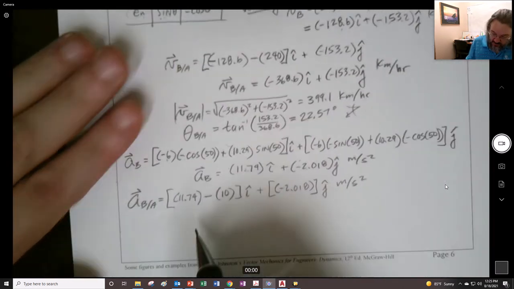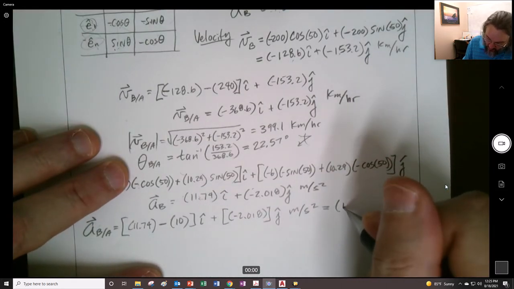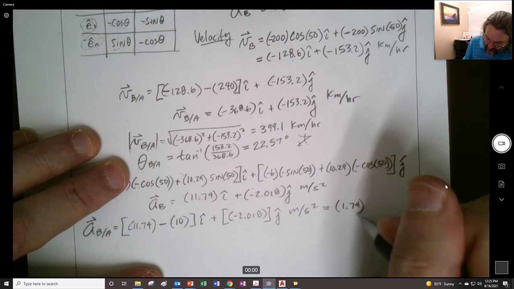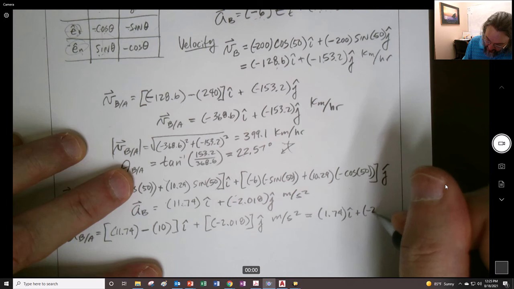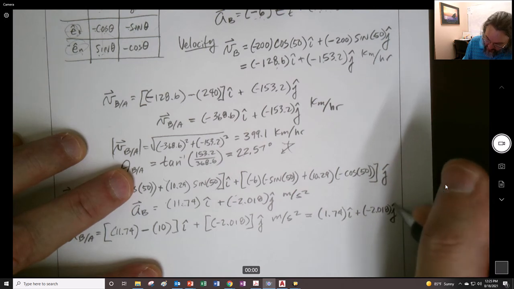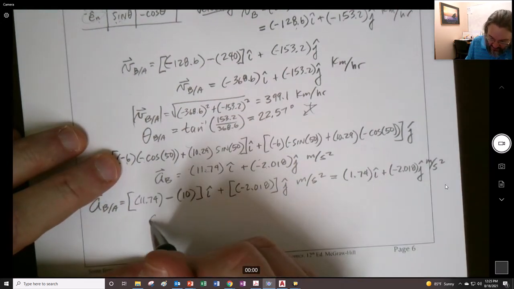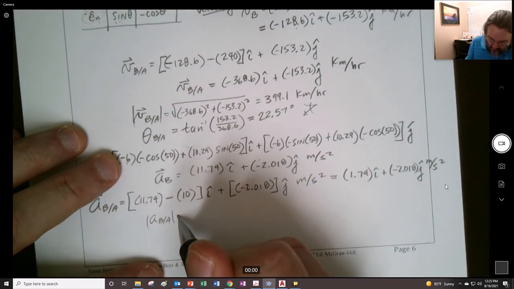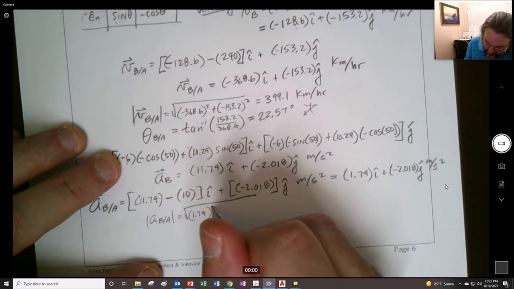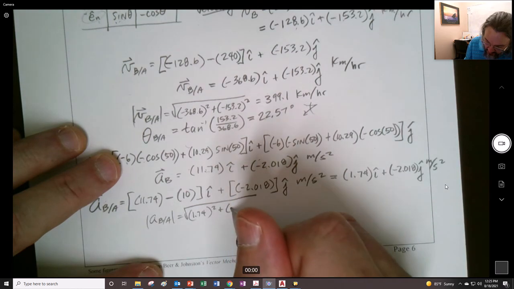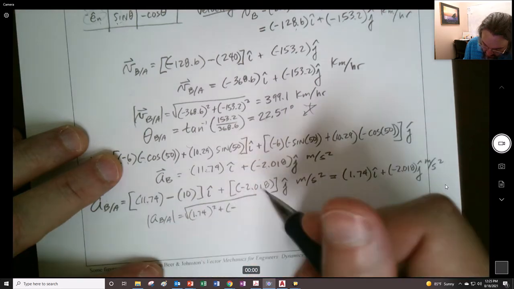All right, so what we end up having here, I should probably have written it out right there, is 1.74 I plus negative 2.018 J meters per second squared. And we want to get the magnitude. So that's 1.74 squared. I wish I had more sig figs than that. But you subtracted the thing out, so that's all right.